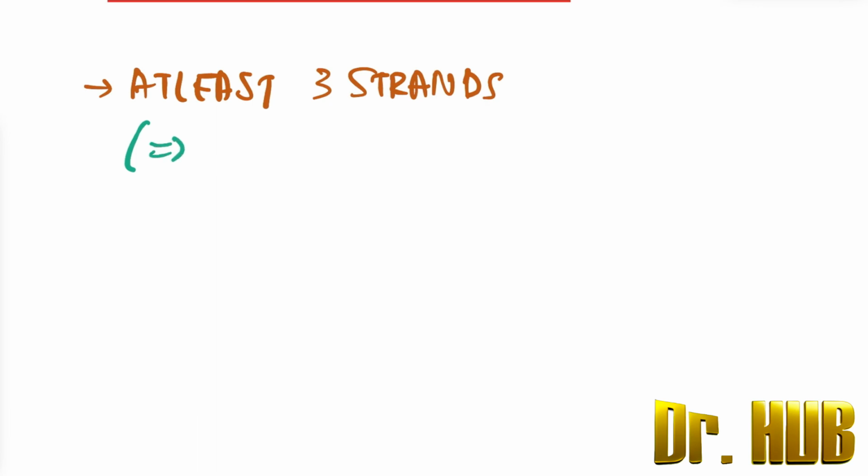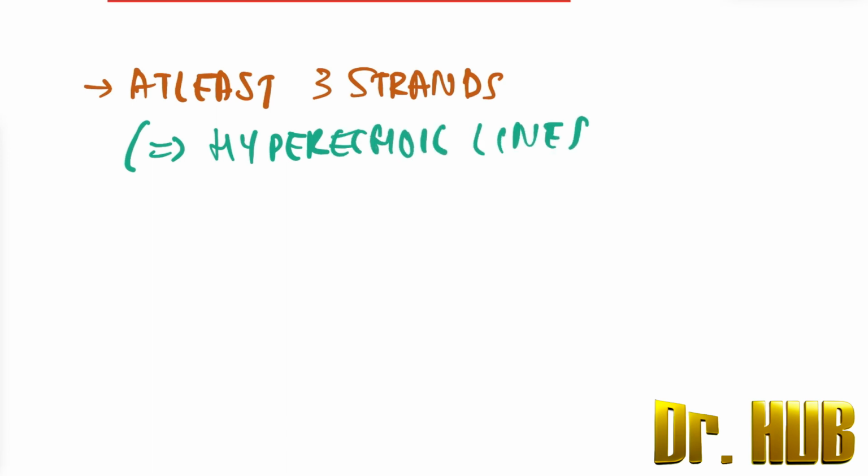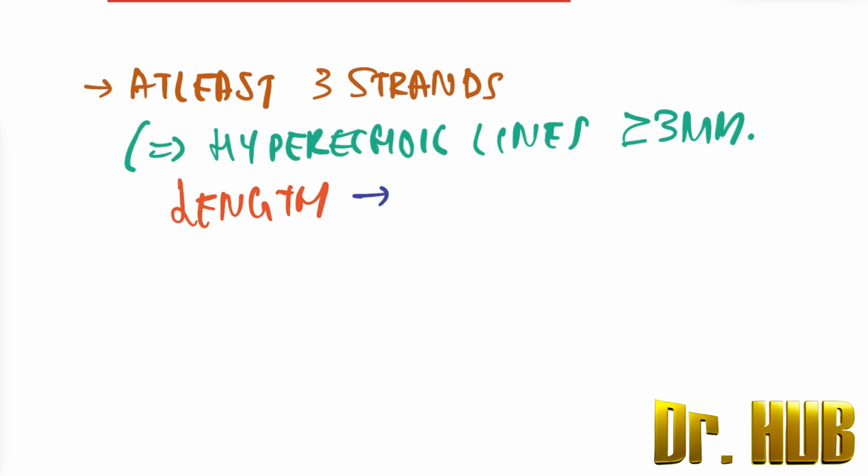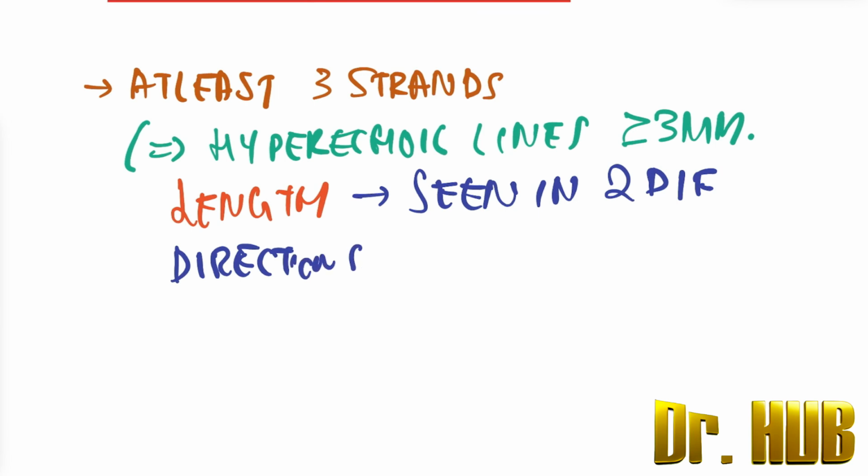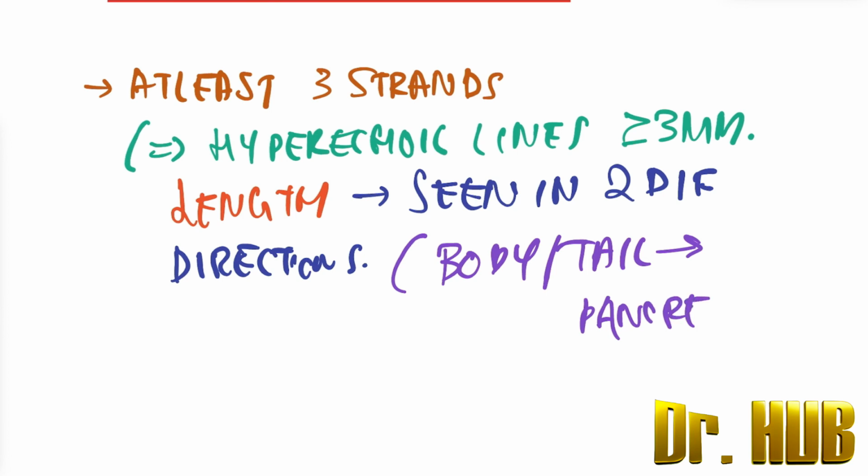They are defined as hyperechoic lines. The strands are hyperechoic lines, and they are greater than or equal to 3 mm in terms of the length, and they are seen in at least 2 different directions, and they are present in the body or the tail of the pancreas.